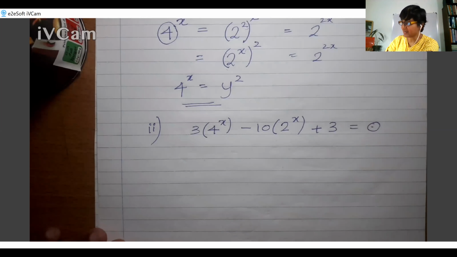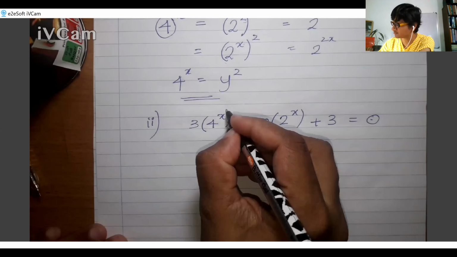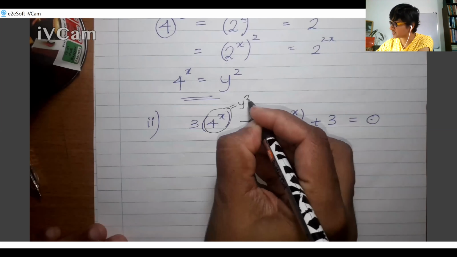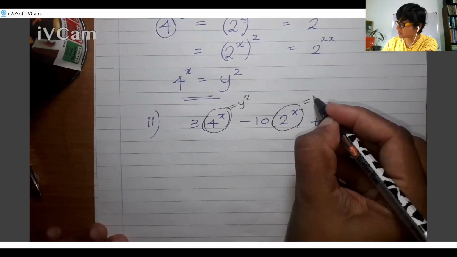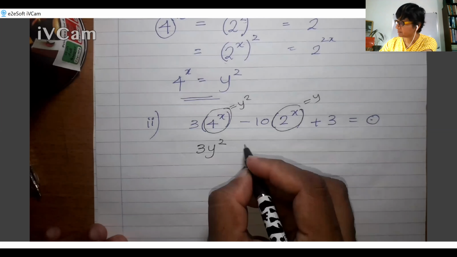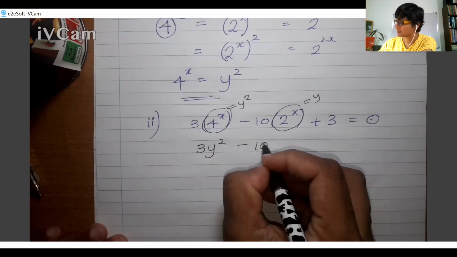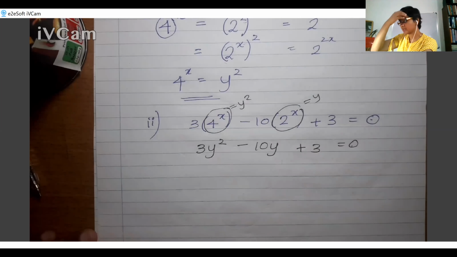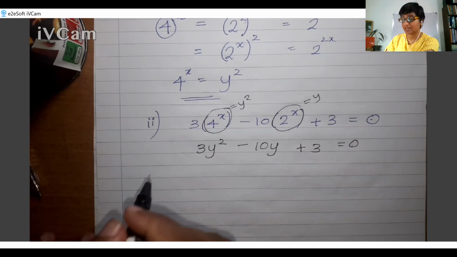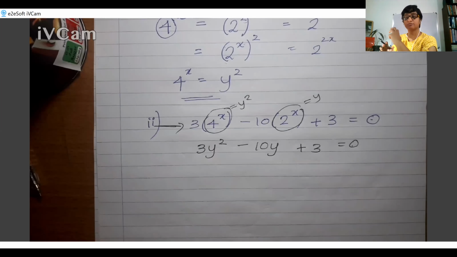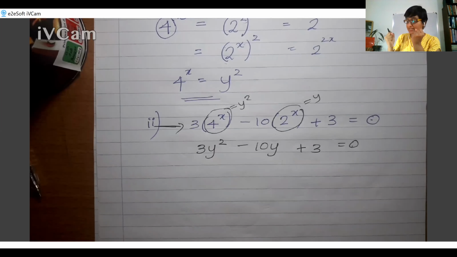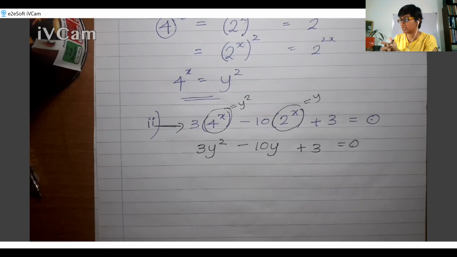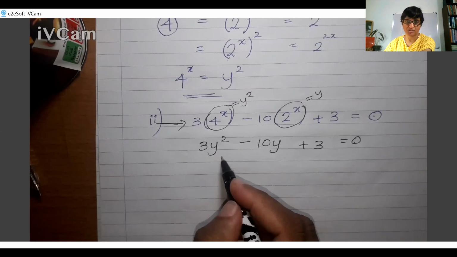Okay, so I know that this is just y squared and this is just y. So this becomes 3y squared minus 10y plus 3 equals 0. It turns out to be a quadratic. So it's a quadratic in disguise, if you remember that type that we learned in P1 first topic, quadratics. Now this is just O-level work, you have to solve this quadratic.